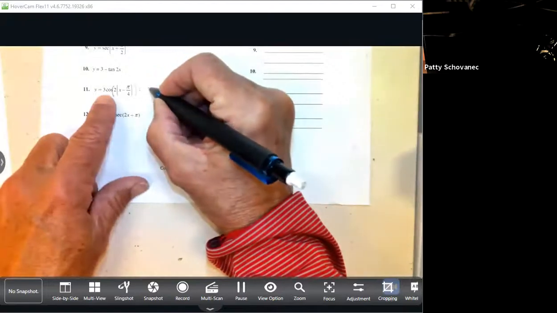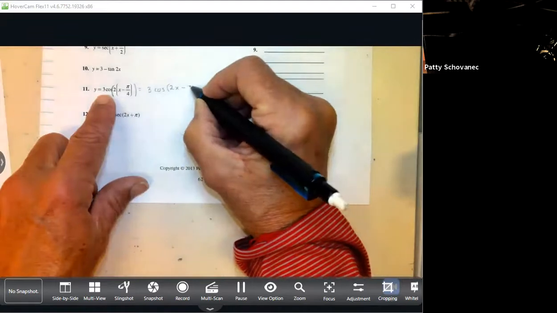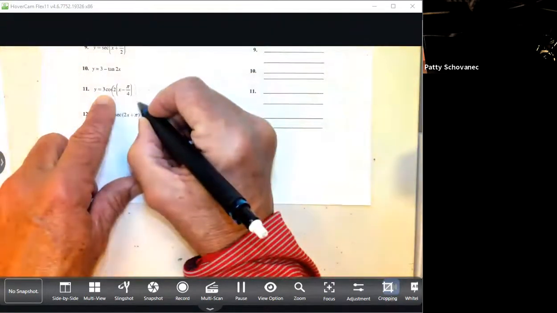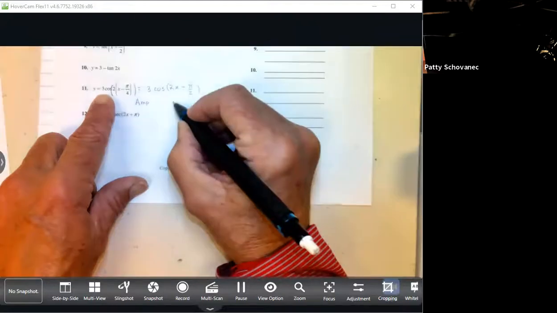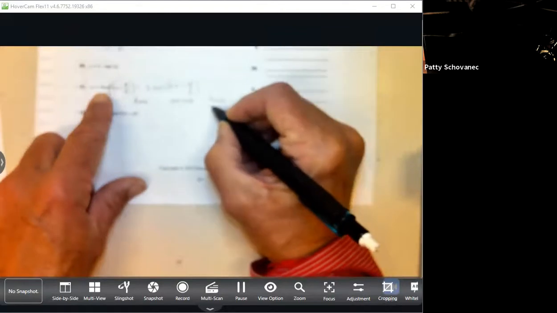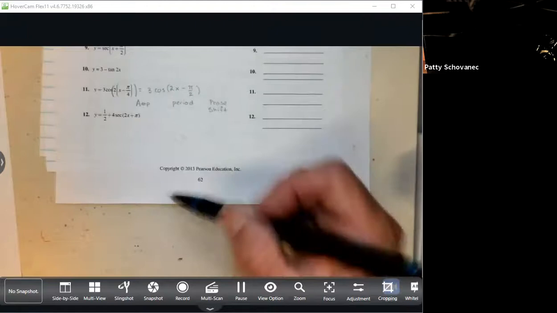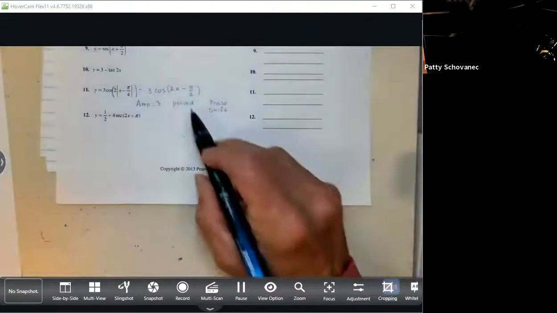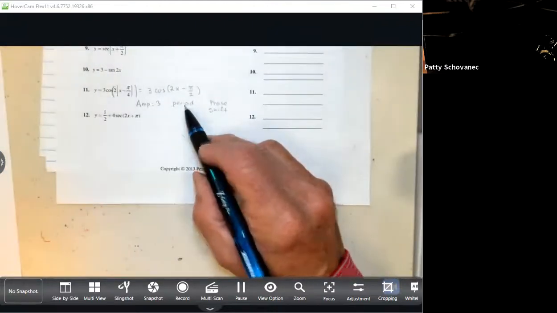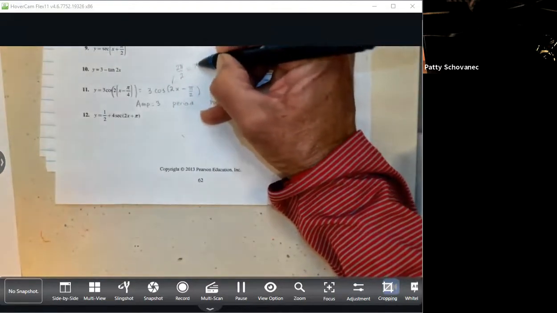So this is y is equal to 3 cosine of 2x minus 2 pi over 4 would be pi over 2. So I want to know the amplitude, period, and the phase shift. All right, what's the amplitude? How do you figure out the period? 2 pi over b. So this one has a period of pi.